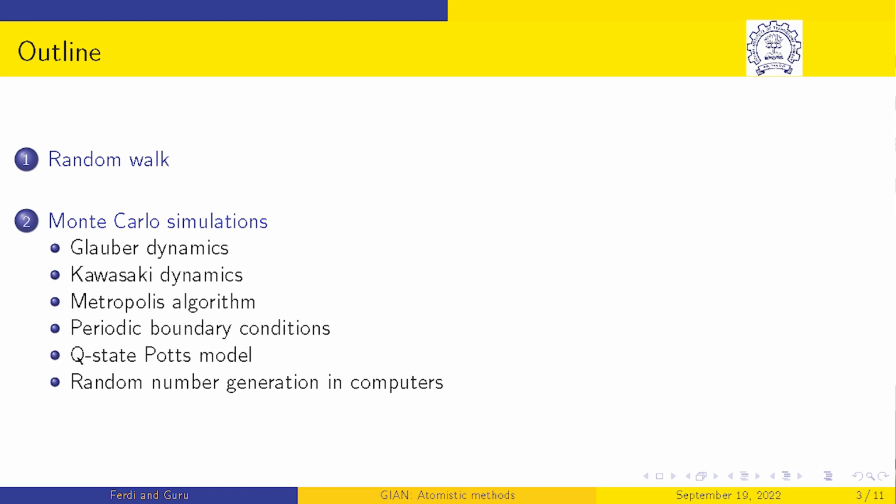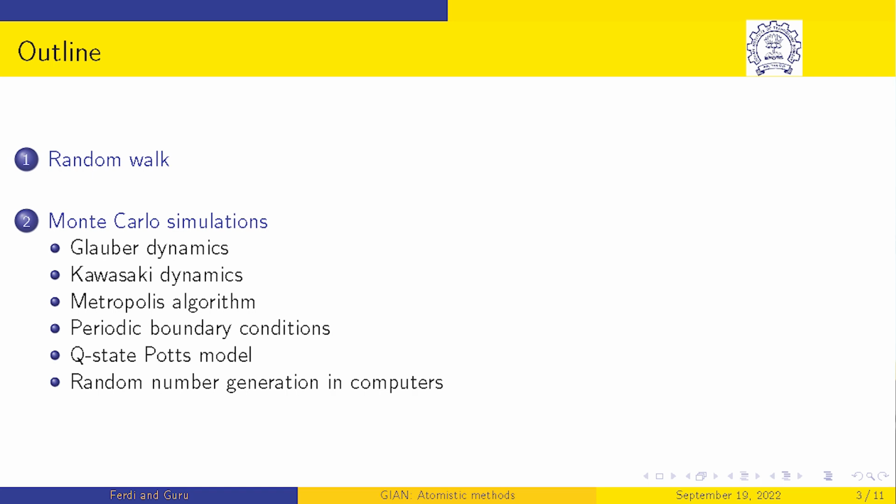We will look at random walk first and then we will look at Monte Carlo. There are 2 types of dynamics, one is called Glauber, the other one is called Kawasaki. I will show you what they are, and for both we will use the Metropolis algorithm for the Monte Carlo. I will show what it is.